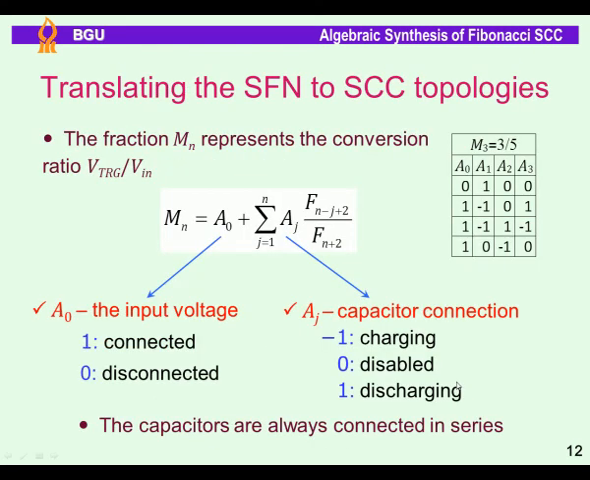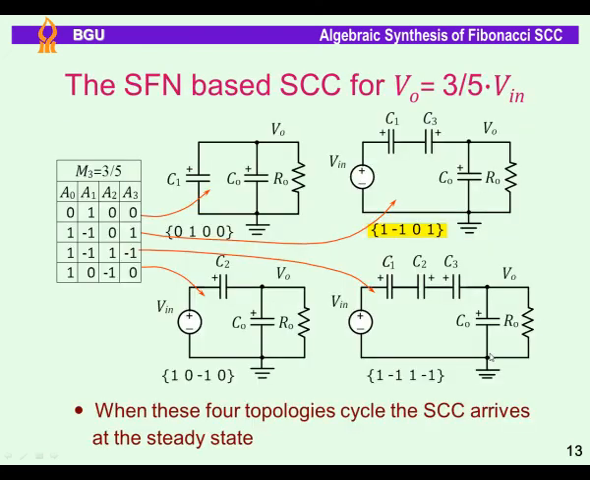Let's now return to the switched capacitor converters. To realize the conversion ratio equal to a given m/n, we formulate rules for translating the SFN codes to SCC topologies. The flying capacitors in these topologies are always connected in series. So, the coefficient A0 is associated with the input voltage source, while Aj represents the connection polarity of flying capacitor Cj as detailed here. This example demonstrates how the translation rules are applied to the SFN codes of 3/5.